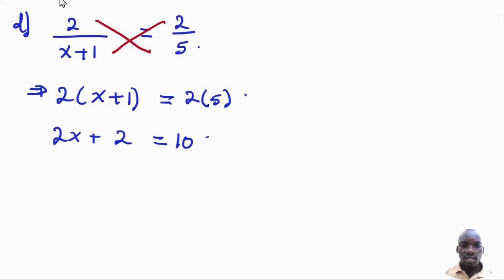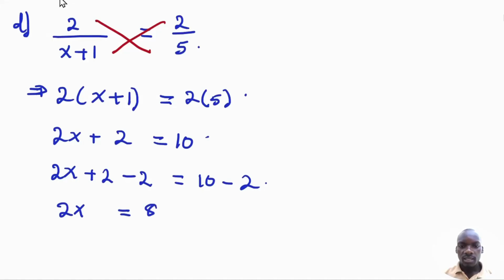Then we are going to collect like terms. So we are having 2x plus 2 minus 2 equals to 10 minus 2. So we have 2x alone on the left hand side being equal to 10 minus 2, that is 8. To get the value of x, we are simply going to divide it through by 2 on both sides. So our x value equals 8 divided by 2, this is 4, implying that this is our correct answer for part D. Let us go to the last part, which is part E of our question.